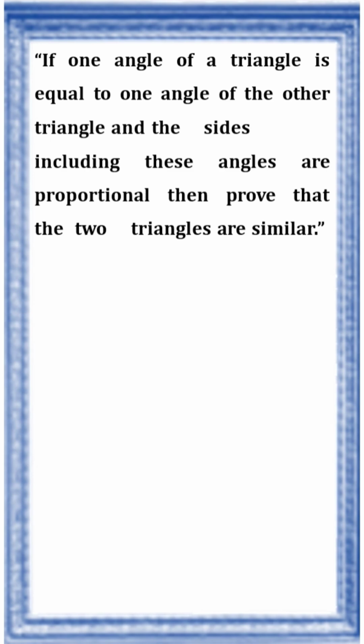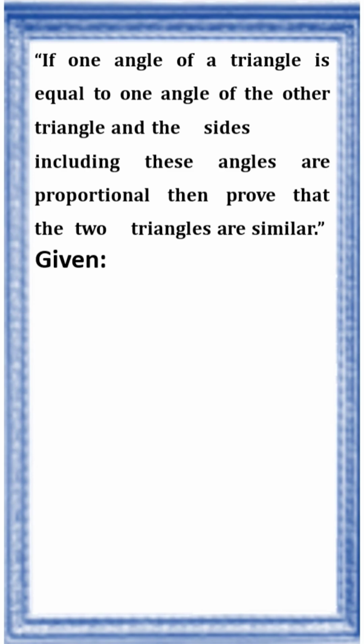SAS criterion of similarity. What does it state? If one angle of a triangle is equal to one angle of another triangle and the sides including these angles are proportional, then prove that the two triangles are similar. This is a very important question. It has also appeared in the model question paper issued by the board, which carries 4 marks.